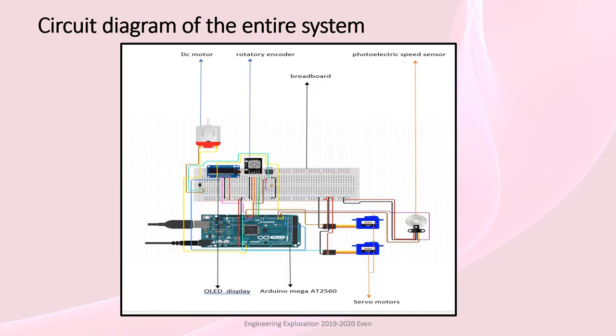So the next thing is we have the circuit diagram of the entire system. As you can see, we have used components like DC motor, rotary encoder, breadboard, photoelectric speed sensor, servo motors, Arduino Mega 2560 and an OLED display.